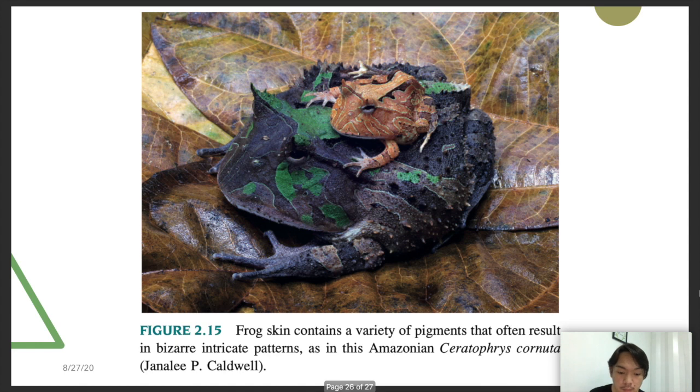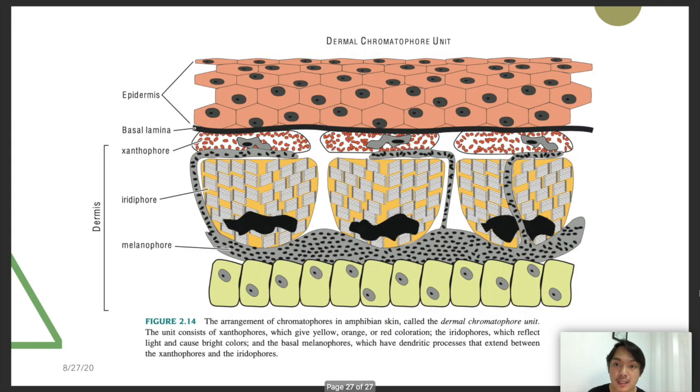The frog skin also contains a variety of pigments that often result in bizarre, intricate patterns, such as this Amazonian Ceratophrys cornuta. So they have adapted in their skin a lot of pigments that will camouflage themselves from predators. And this is the arrangement of chromatophores in amphibian skin. Chromatophores are colored pigments, and together they can be called the dermal chromatophore unit.